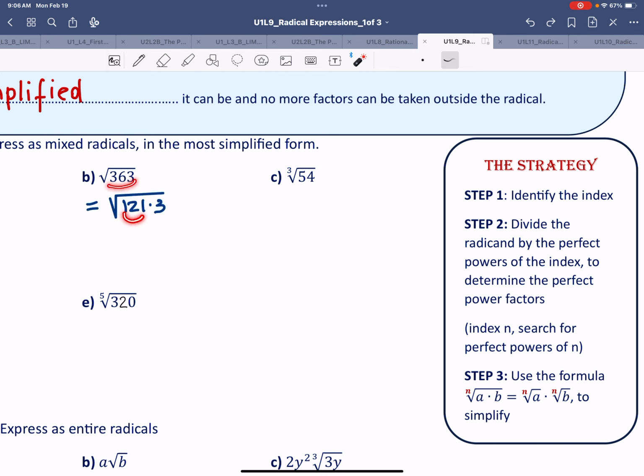363 is 121 times 3. Remember, 121 is a perfect power of 2 with base 11, right? So now we can split it into root 121 times root 3, which is 11 root 3. This is as small as it can be, and that's the most simplified form.